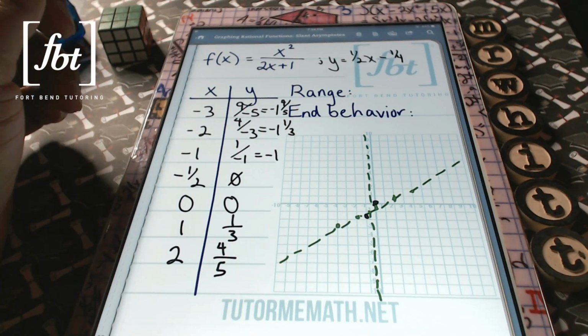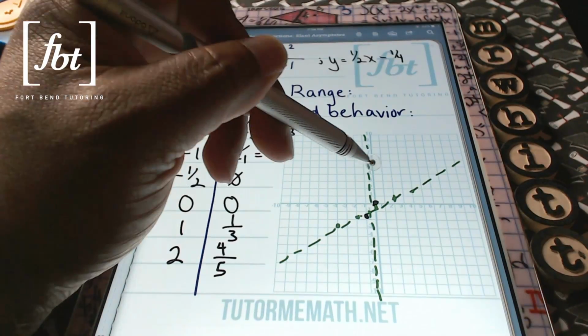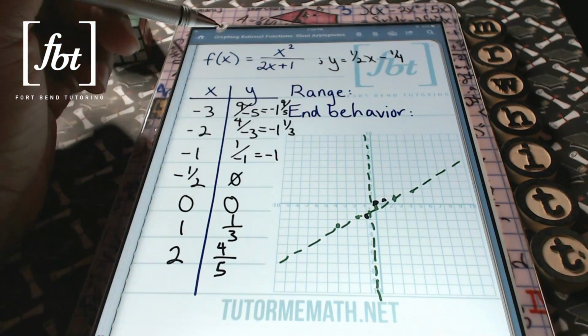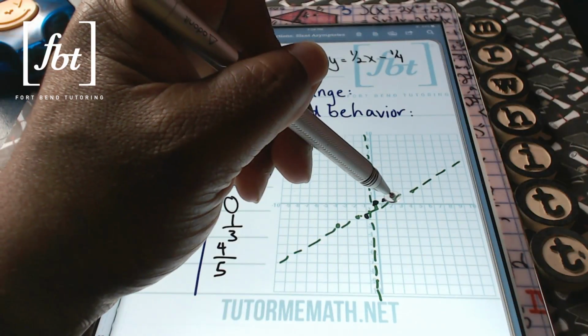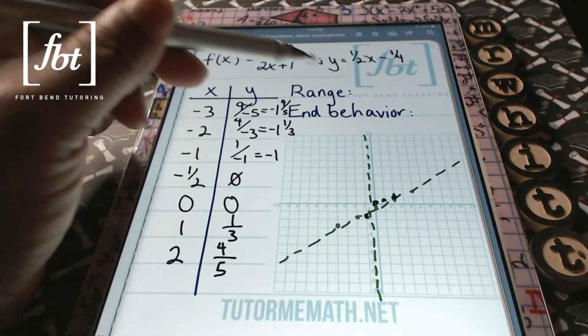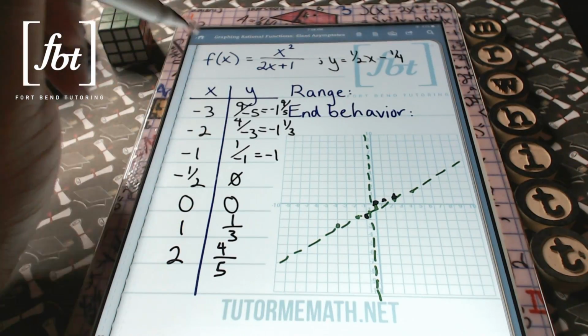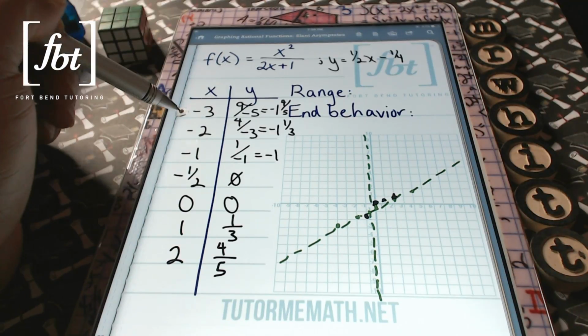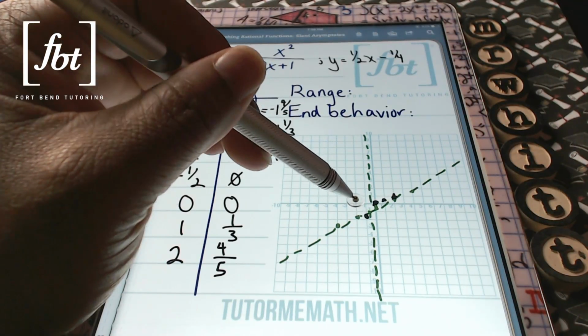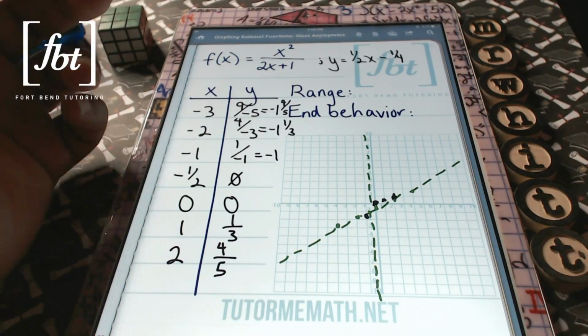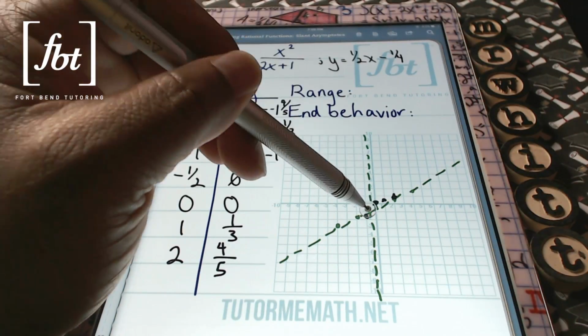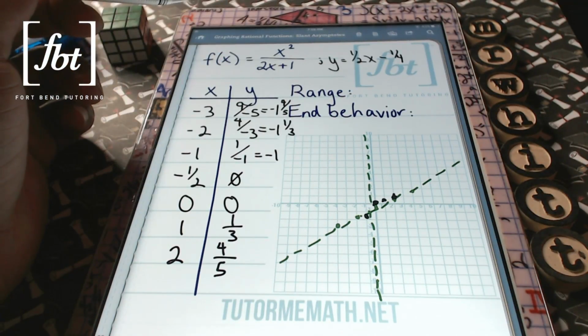So now we can plot our other points, such as 1, 1/3. So 1, 1/3 will be right there, and then we have 2, 4/5. So we'll have a point about right there on the right side of the vertical asymptote. So next, let's plot -2 and -1/3. Notice that your points are going to be really, really close to your slant asymptote. So what you can continue to do is to verify whether or not you're plotting the points on the correct side of the slant asymptote.